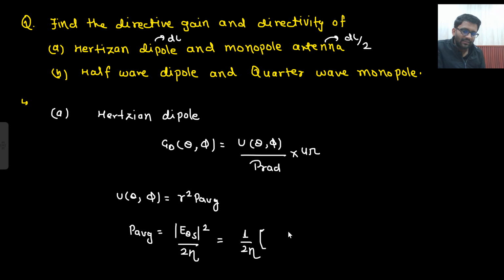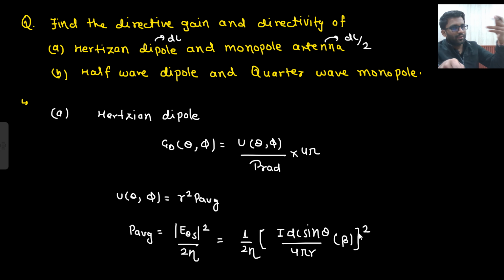E theta S is I dl sin theta upon 4 pi r into j beta, into e to the power minus j beta r, a_r cap. But those are the phase and the direction. I am not going to take the phase, direction, or the j, because I need the magnitude. So this is what we are getting. Let's keep it as it is. So this is my P average.